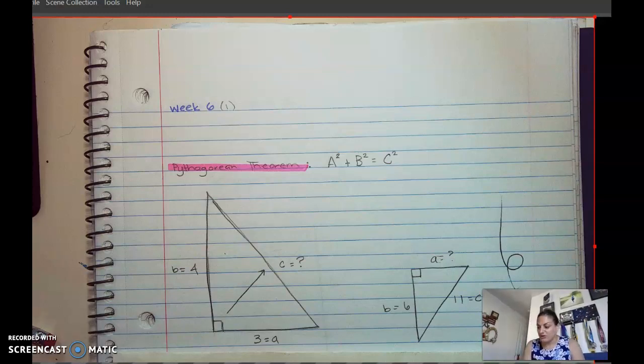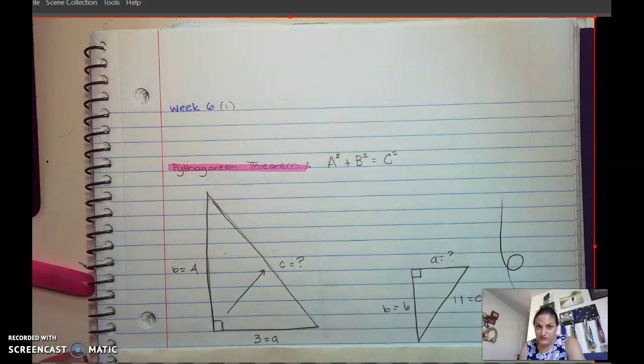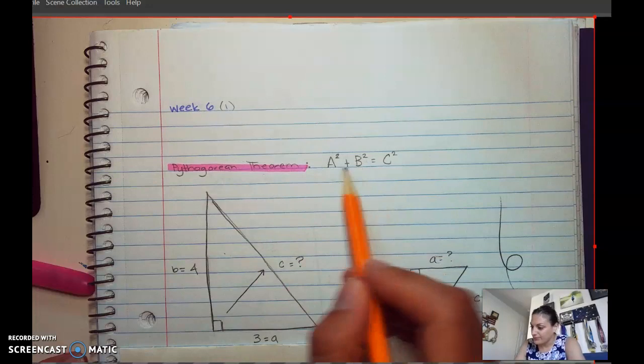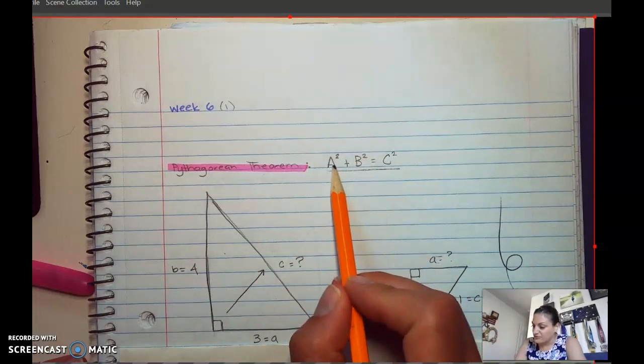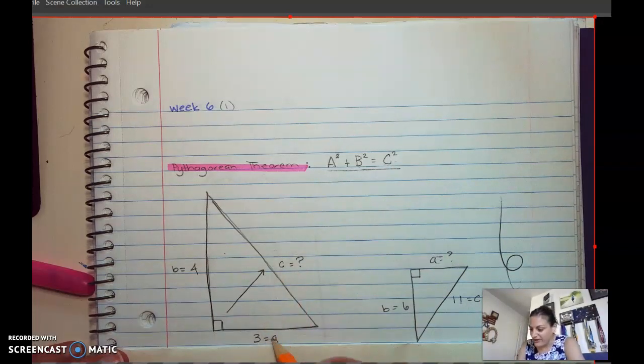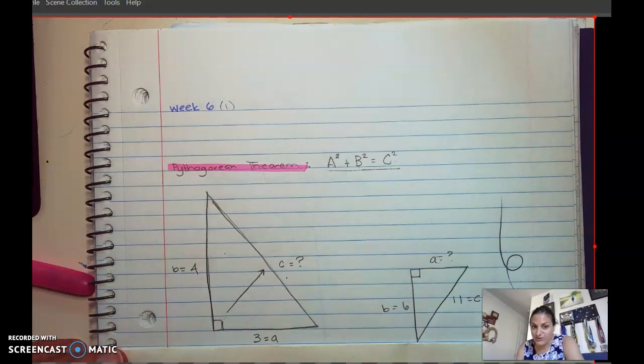So the idea is that if you are given any triangle that is a right triangle, and you know two of the sides, you can figure out the third side. Okay? This is the Pythagorean formula. It says a squared plus b squared equals c squared. So it doesn't really matter which side you label a or b, but the side that is across from the right angle we call the hypotenuse, and that is always the c. You can mix and match the a and the b, but this one always has to be c.